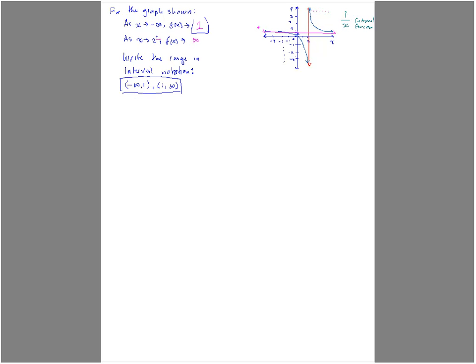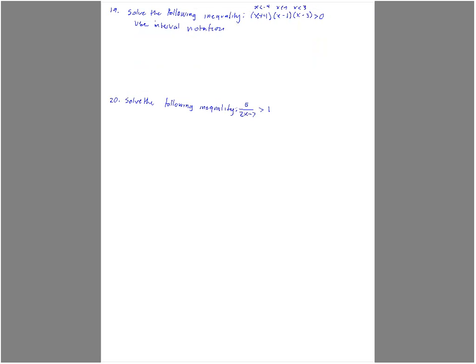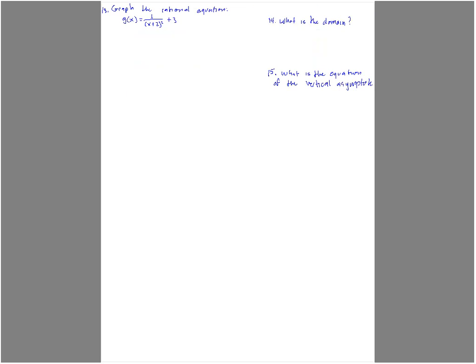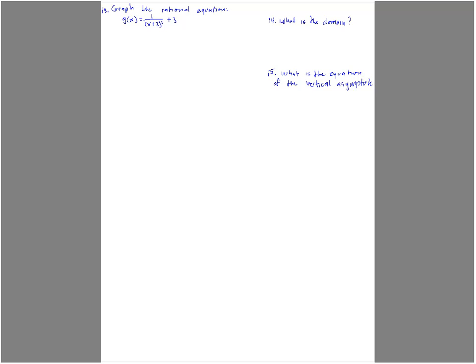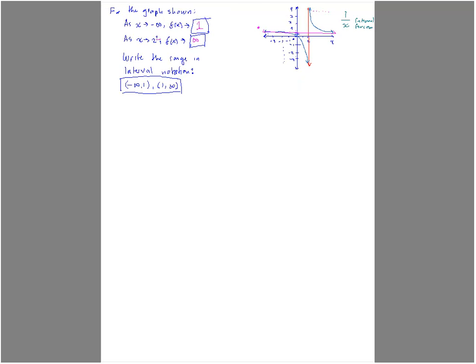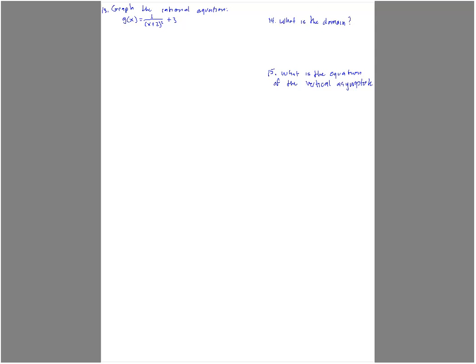We have the end behavior, or the asymptotic behavior, and the range in interval notation. Okay, so let's move on to the next problems here. The next problem that we have to do is number 13, which says graph the rational equation. This one relies on your knowledge of transformations.